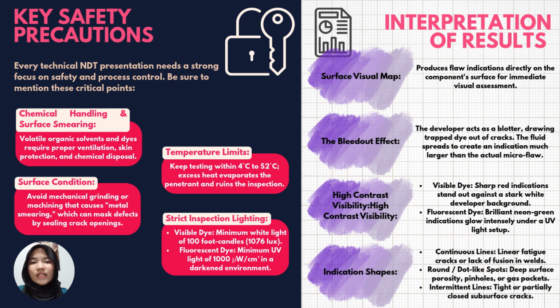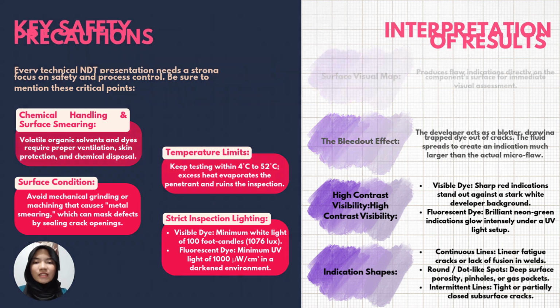The method also offers high contrast visibility, either through visible dyes or fluorescent dyes, which improves defect detection. Different indication shapes represent different types of defects. A continuous line usually indicates a crack. A round spot may indicate porosity or a pinhole, and intermittent lines may suggest a partially closed defect. Therefore, proper interpretation of these indications is important for accurate defect identification and evaluation.